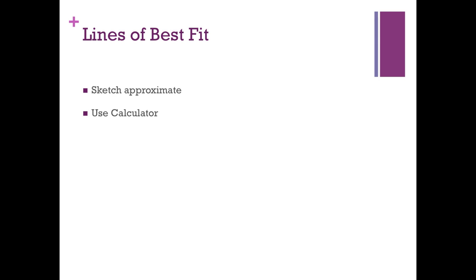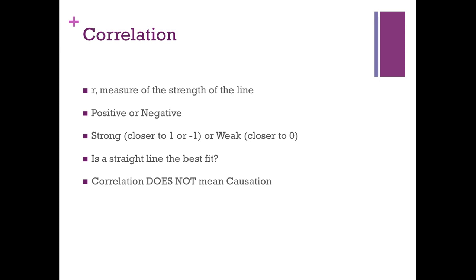So when you're talking about scatterplots and relationships, you're going to work with lines of best fit. You can sketch an approximate line of best fit, and then you'll do quite a bit of work using your graphing calculator to get an exact line of best fit. So when we're working with scatterplots and relationships, we want to have some way of quantifying that relationship. How strong is it, positive or negative?